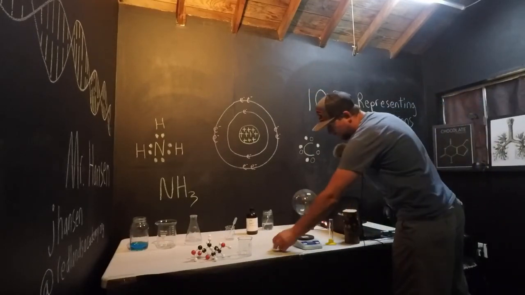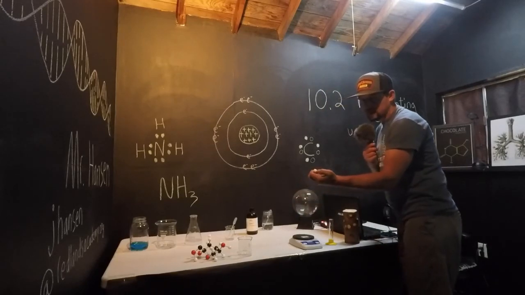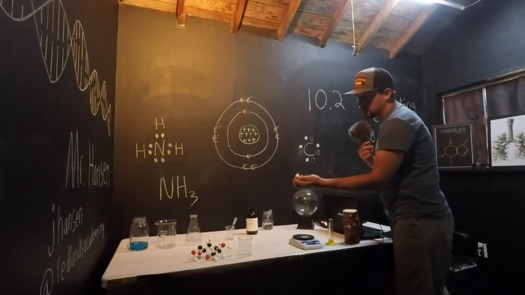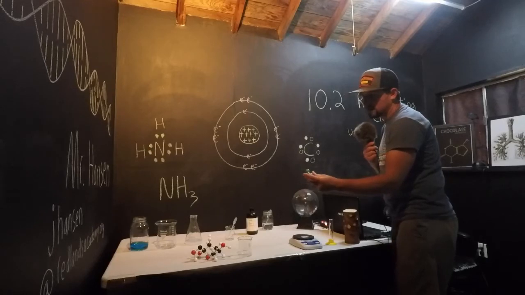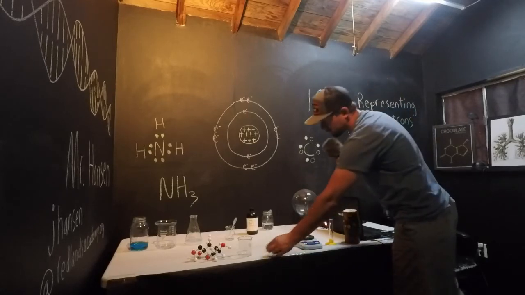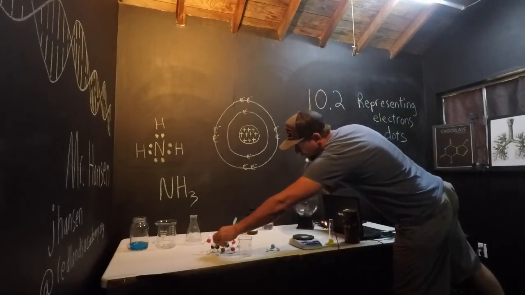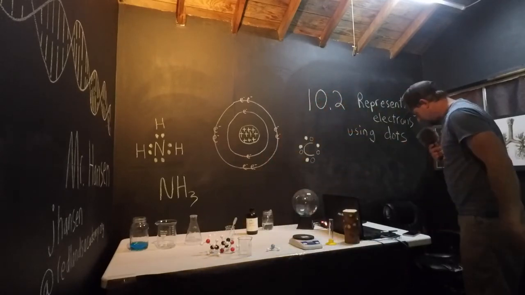Like, for example, hydrogen only has one valence electron and it only wants another one. So it'll never be in the center of anything. The hydrogens are always going to be on the outside of molecules. They're going to be on the outside surface.